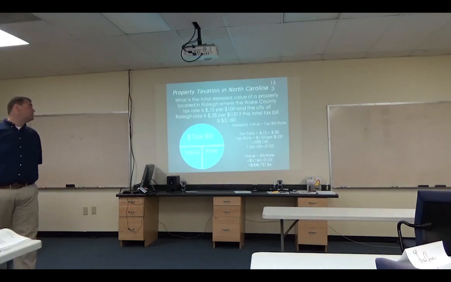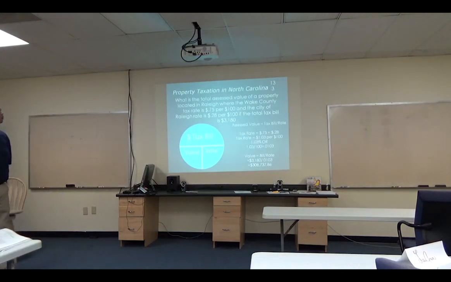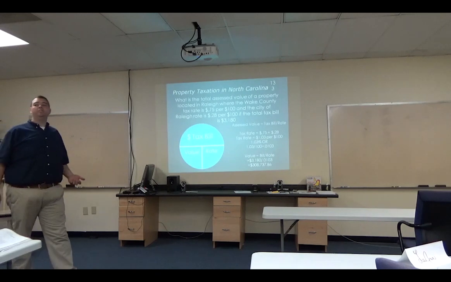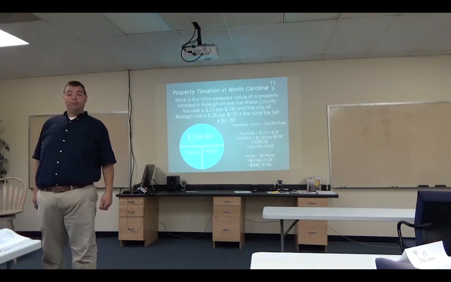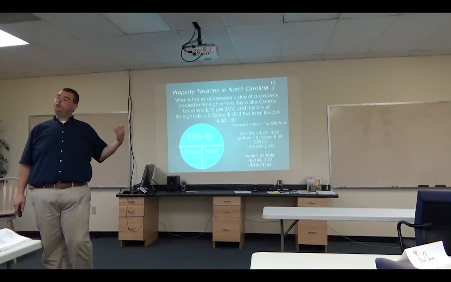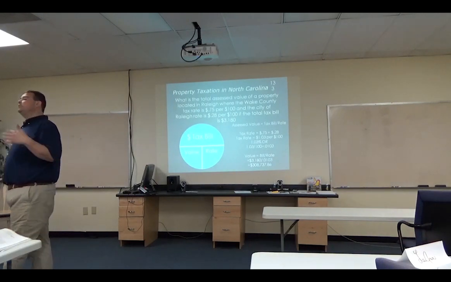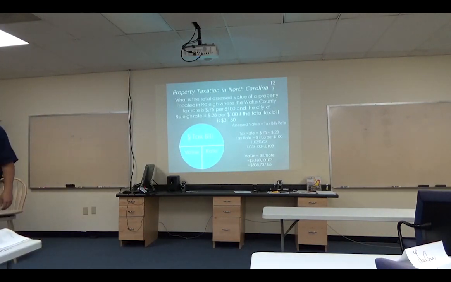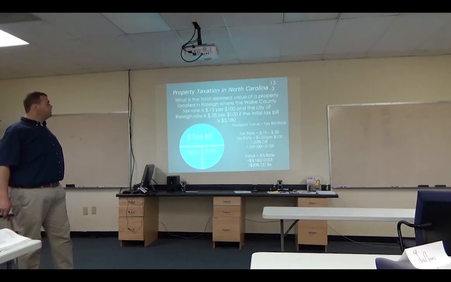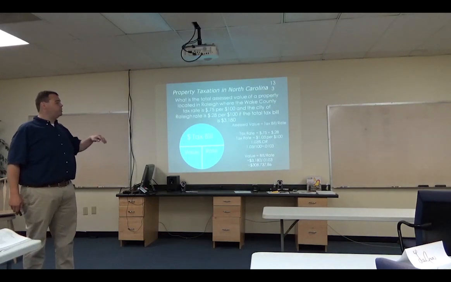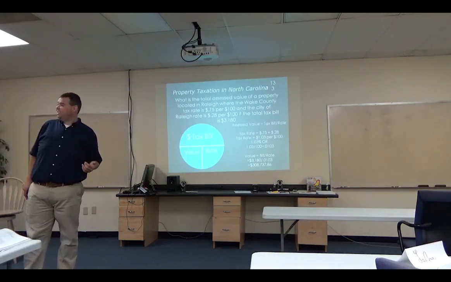This one wants to know the total assessed value of a property where you've got a city tax rate and a county tax rate. So if you have a city tax rate and a county tax rate, which rate is the property going to be subject to? Both. That's exactly right. So to utilize the formula in a question like this, what do you think you have to do with those two tax rates? Add them together. You've got to combine them. Absolutely. So in this case, our rate is going to be 75 cents per 100 plus 28 cents per 100.